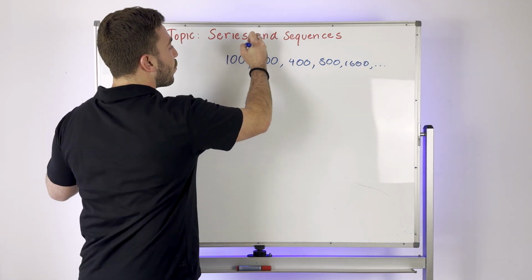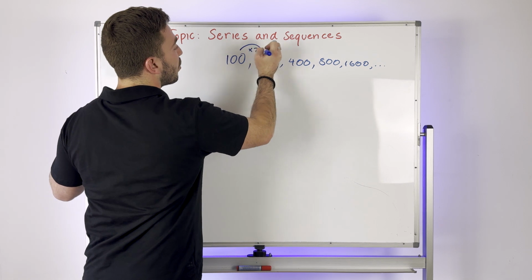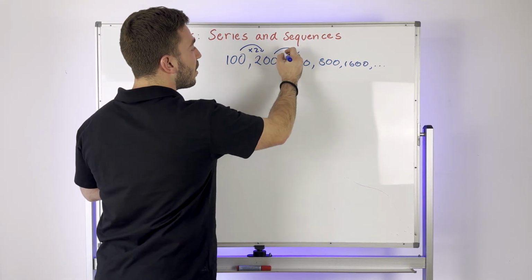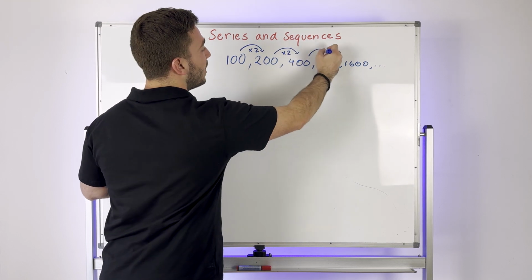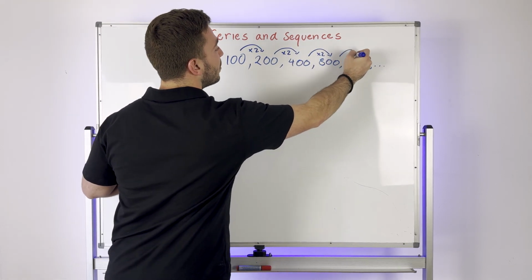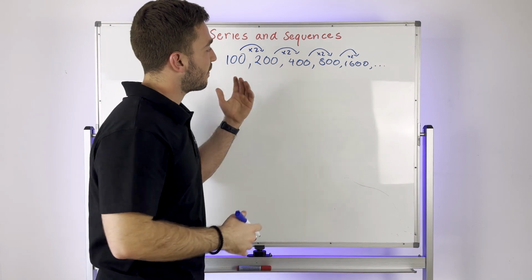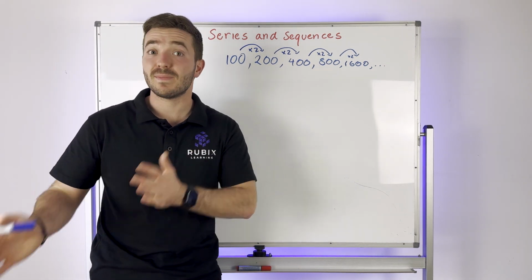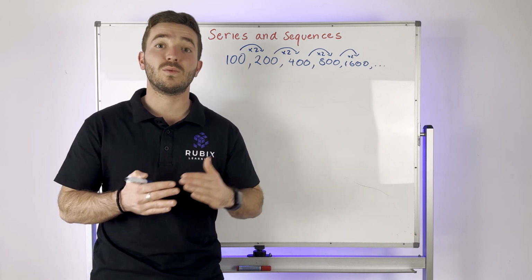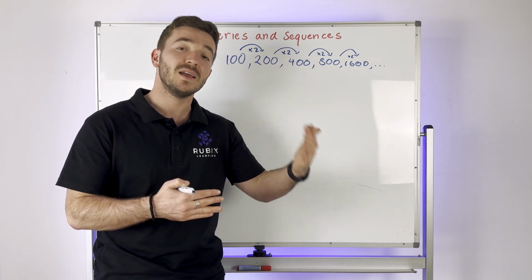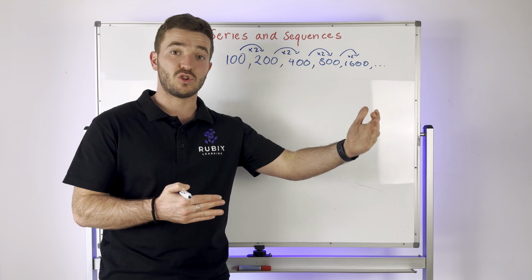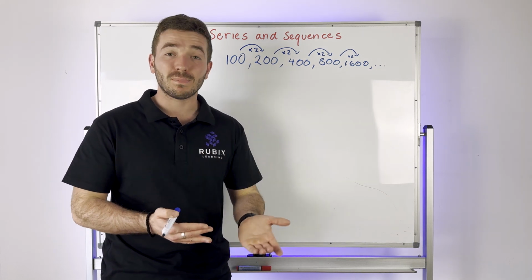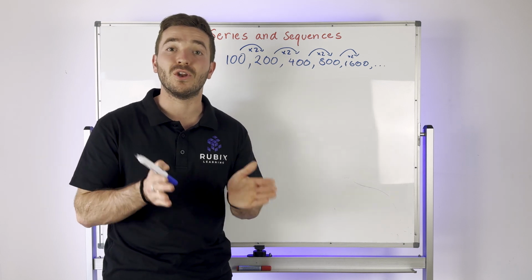So to go from 100 to 200, I needed to multiply by 2. To go from term 200 to 400, I again multiplied by 2. And the same pattern happened where I multiplied by 2 to get from one term to the next. So this is a little bit different to an arithmetic sequence. In an arithmetic sequence, we had a common difference. We were adding the same difference to each term every time. In a geometric sequence, we're multiplying by what we call a common ratio.